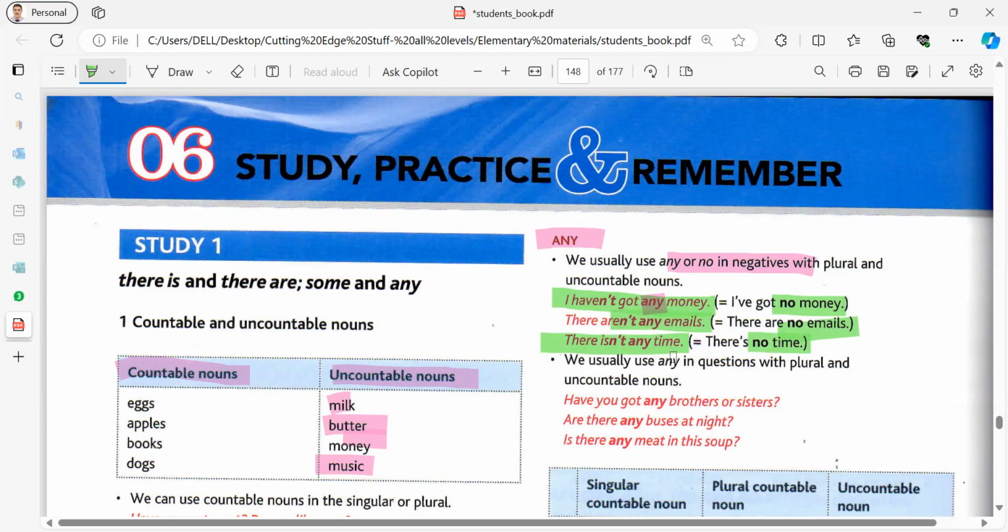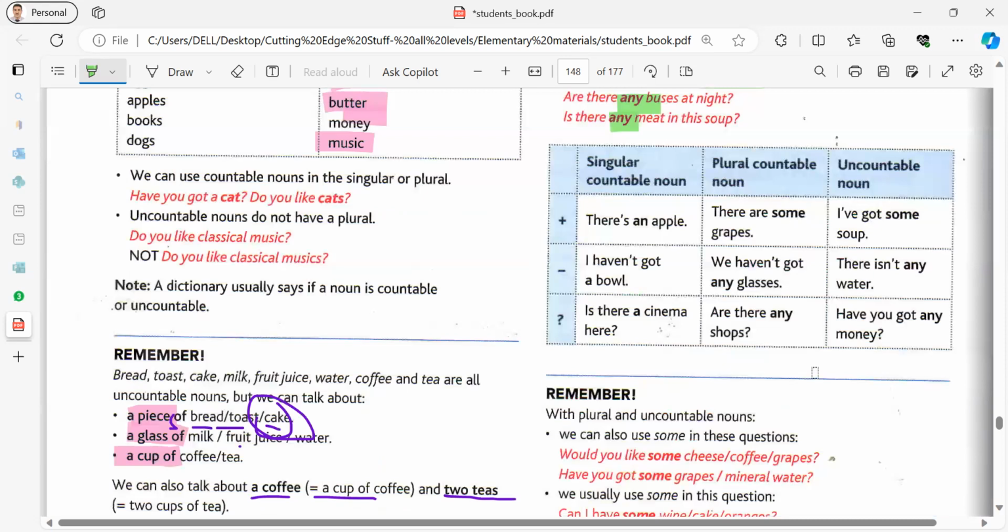Yes. As you know, we use any in questions. Like, have you got any brothers or sisters? Are there any bosses at night? Is there any meat in this soup? So far, so good. Okay, here you have some more examples with plural, positive, or a question. There is an apple. There are some grapes. I've got some soup.